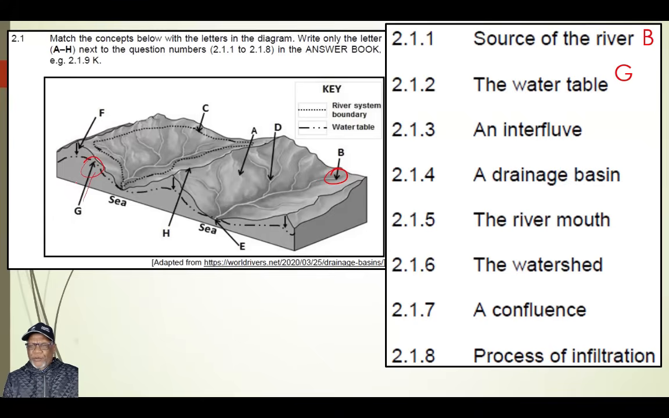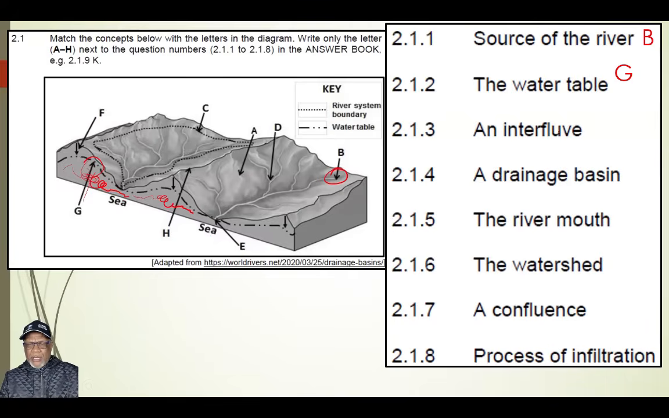And you must know what is water table. Let's start first with source. Source of the river is where the river originates. Water table is the top surface of groundwater, which means here we have water under the ground. What do you call the water under the ground? We call it groundwater. And then what is this upper limit of this water under the ground? We call it water table.